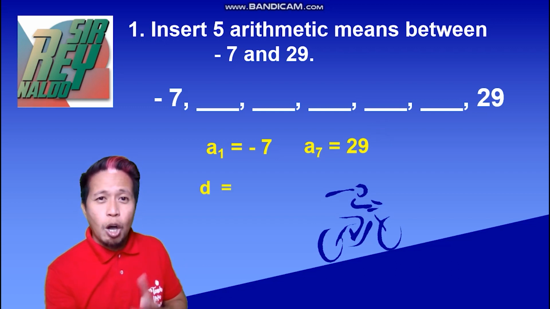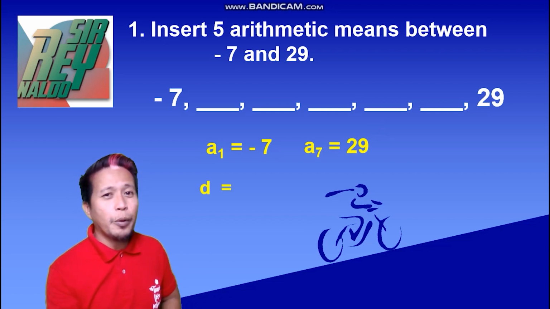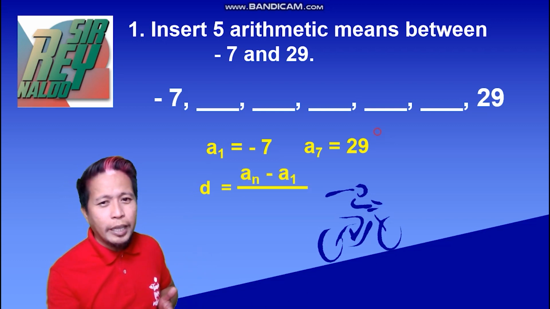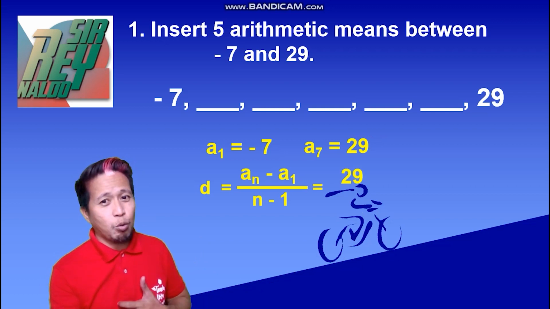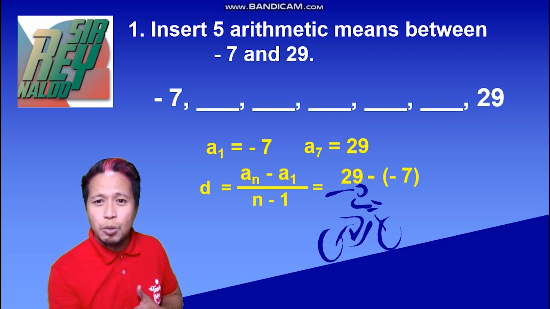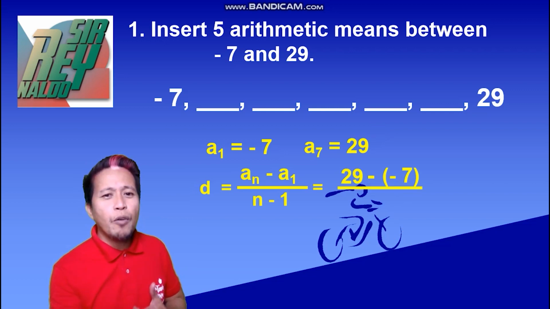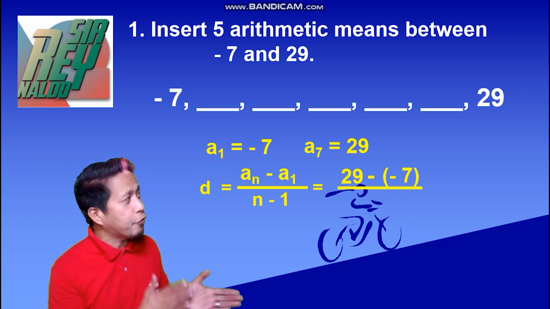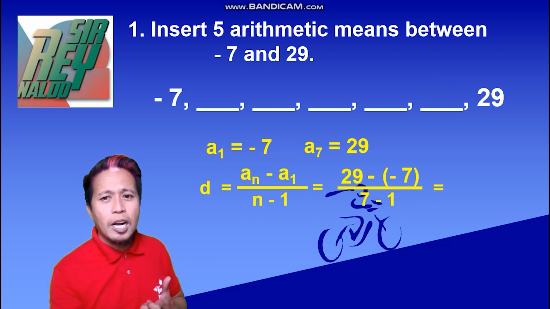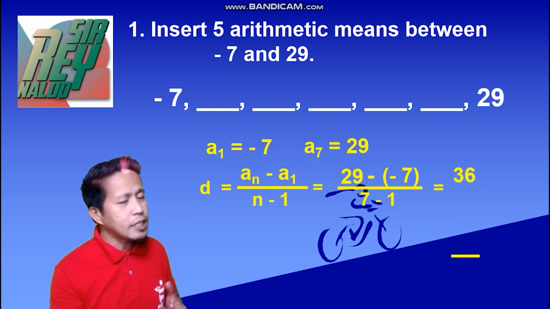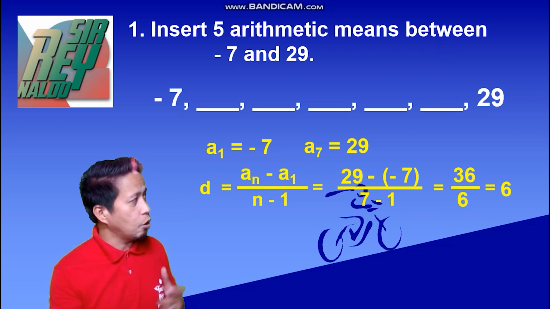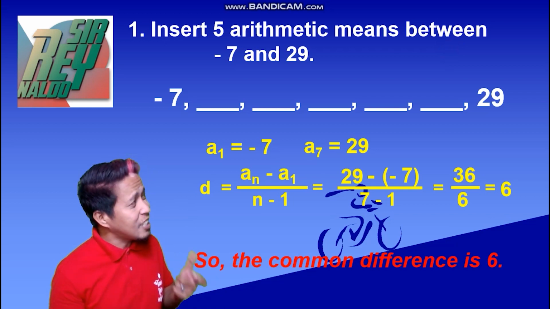To get now the common difference, we'll just do the same. Yung ginawa natin kanina. This is equivalent to a sub n minus a sub 1 all over n minus 1, and we'll do the substitution. So a sub 7 is 29 minus a sub 1, which is equal to negative 7, all over the value of n, or the number of terms. We have 7 minus 1. Then by simplifying it further, we shall have 36 over 6, and that is equal to positive 6. So therefore, the common difference is 6.